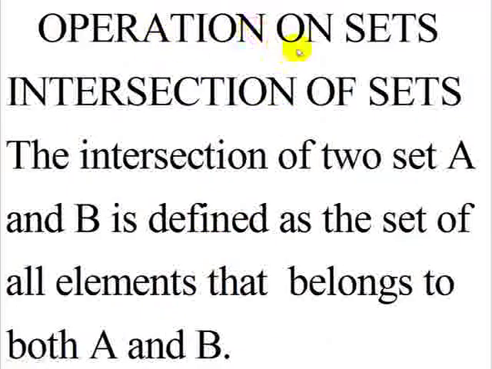Now we look at operation on sets. Intersection of sets. The intersection of two sets, A and B, is defined as a set of all elements that belong to both A and B.